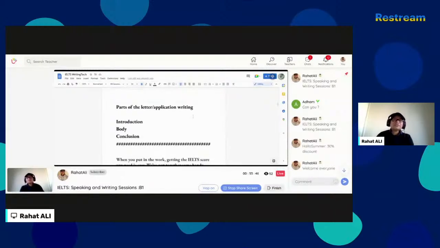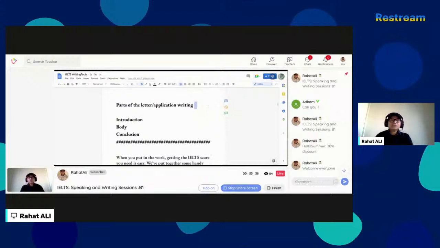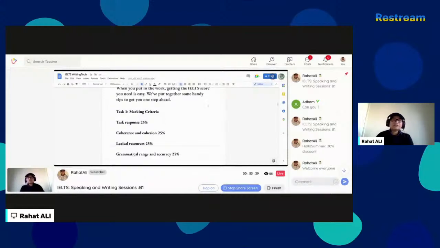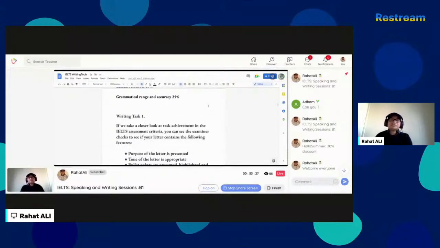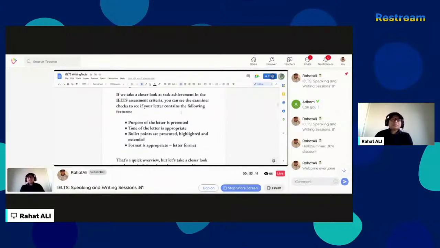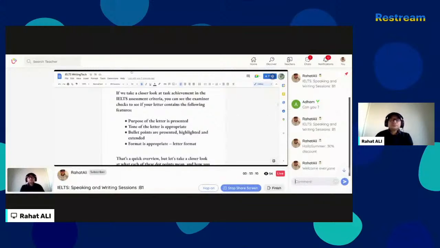And remember, always the parts of the letter or application are introduction, body, conclusion. Marking criteria has been explained. Remember, in the writing task 1, we must explain the purpose of the letter, tone, bullet points, format.